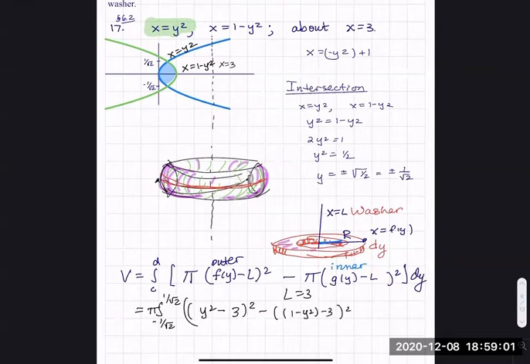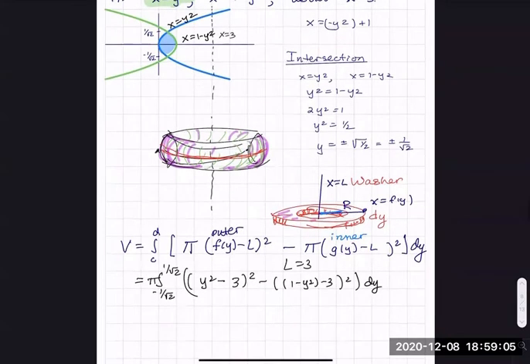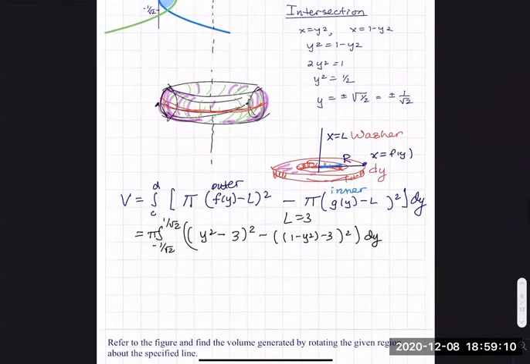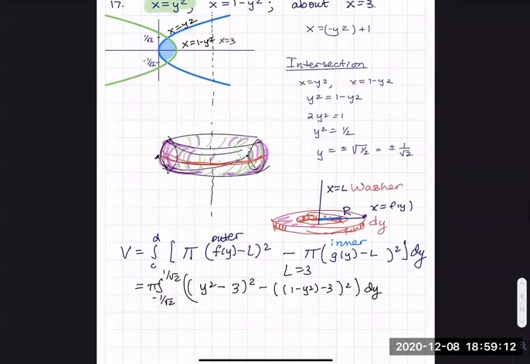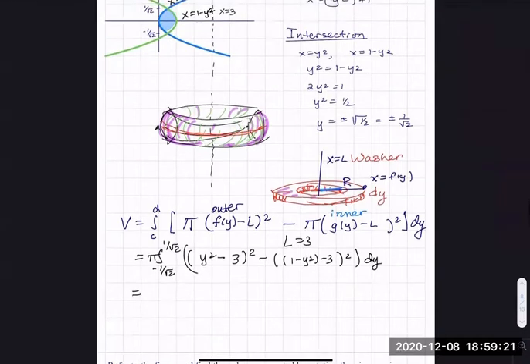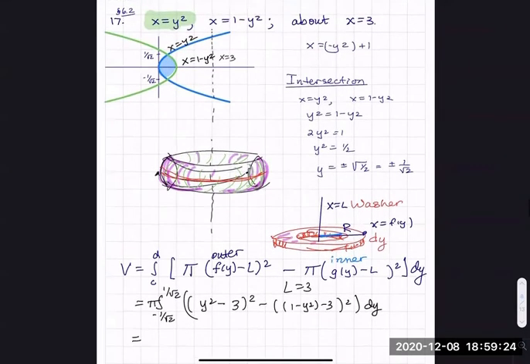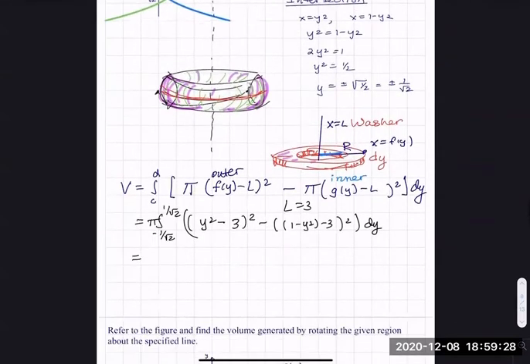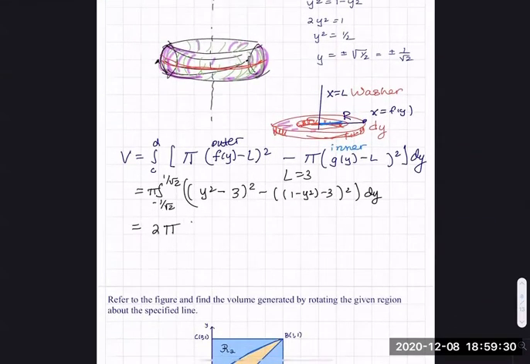If I get a negative answer on this, I'm going to think that I did it wrong. But look, 1 minus y squared is closer to 3 than y squared is. Also, I'm going to find this is an even function anyway, so I am allowed to multiply by 2 and go from 0 to 1/rad2. I can see that the top part above the x-axis has the same volume as the part below the x-axis. So I'm going to multiply by 2, go from 0 to 1/rad2. It's just going to make it a little easier.